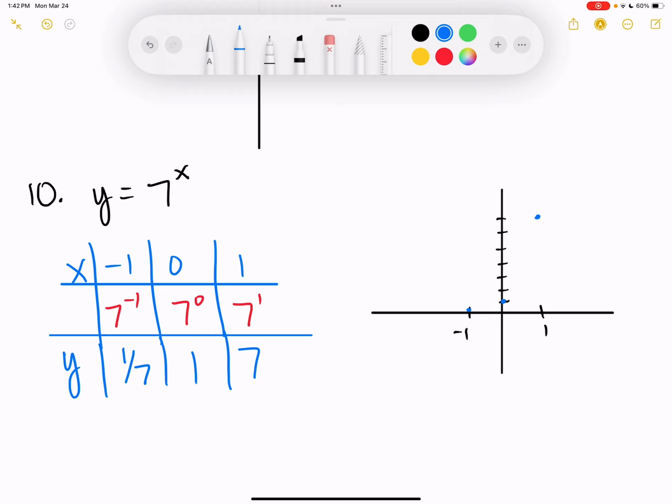And then I just make my little exponential graph. It's a little crazy here, but notice it's curvy, and it just goes up like that. So this should be nice and easy.